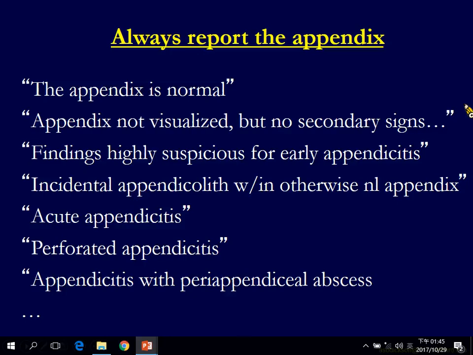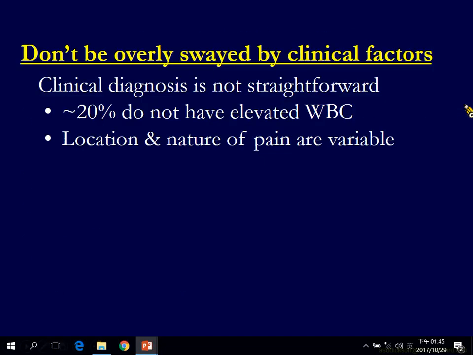The appendix is normal, the appendix is not visualized but no secondary signs, findings highly suspicious for early appendicitis. These are a range of very common phrases that I use in almost all of my reports in the ER. Don't be overly swayed by clinical factors.